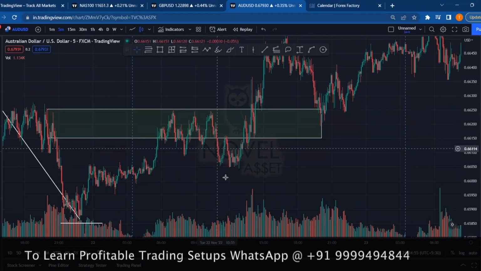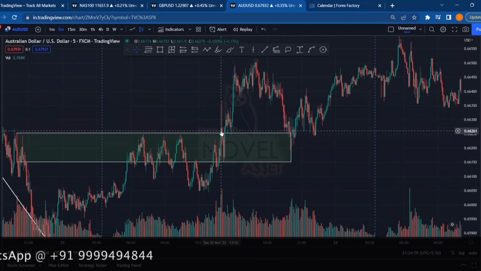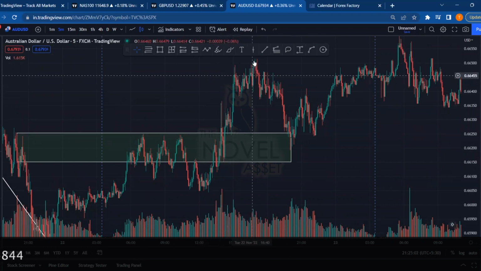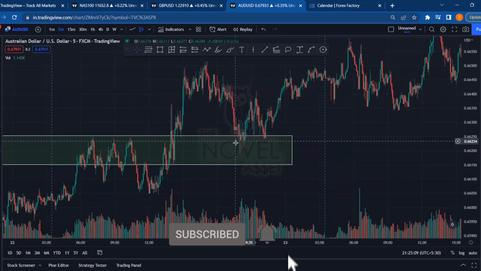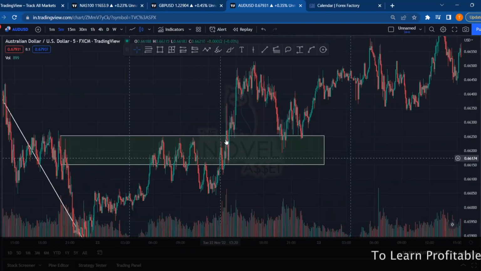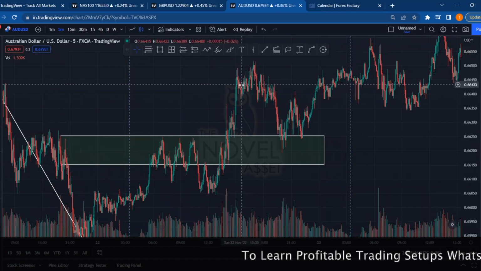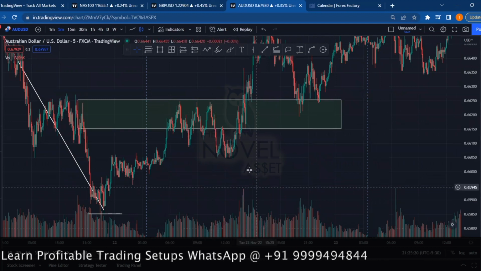Then the price cleared all the liquidity of the sellers and started moving towards the upside. After the breakout, the price started moving upside with good bullish momentum, and it even took support from this level as well. Once the price goes above this level, you can expect good momentum towards the bullish side. If the price is trading towards the downside only, then we can expect good momentum towards the downside.